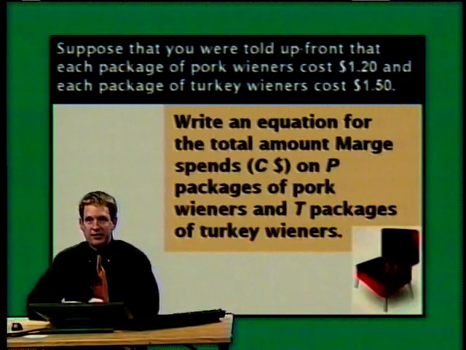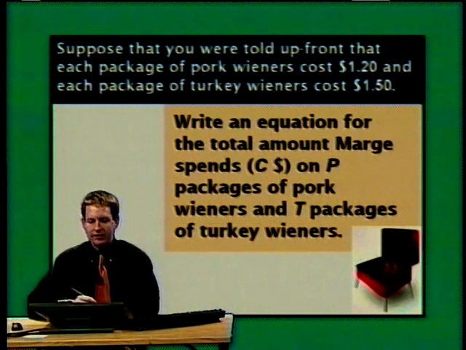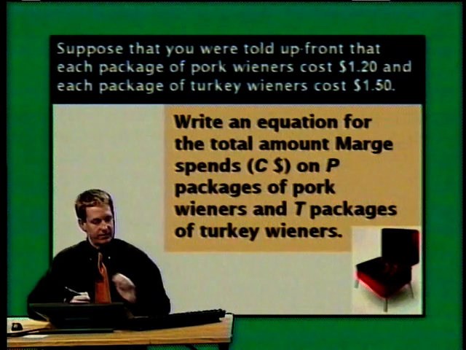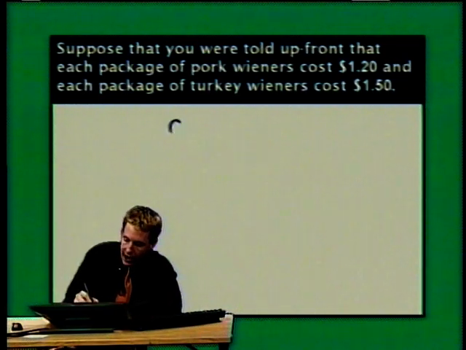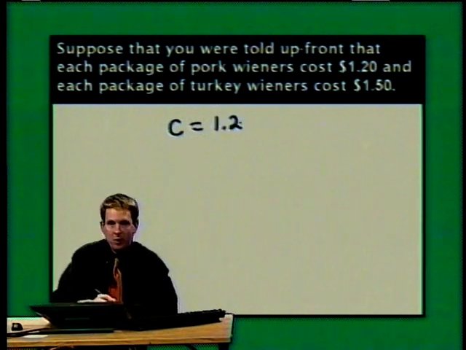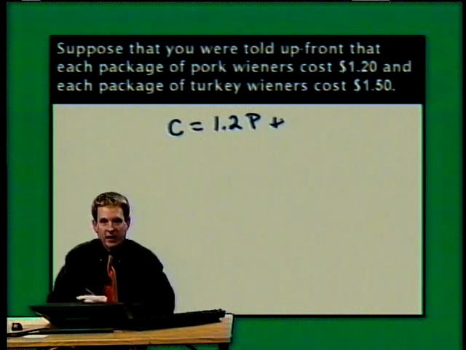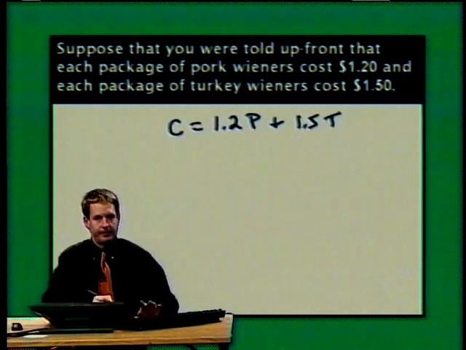Now let's turn this question around. Suppose that we were told up front that each package of pork wieners costs $1.20 and each package of turkey wieners costs $1.50. Let's write an equation for the total amount Marge spends, C in dollars, on P packages of pork wieners and T packages of turkey wieners. So her total cost is going to be the unit cost of the pork wieners, which is $1.20 per pack, times the P packages, plus the unit cost of the turkey wieners, which is $1.50 per pack, times T packages.